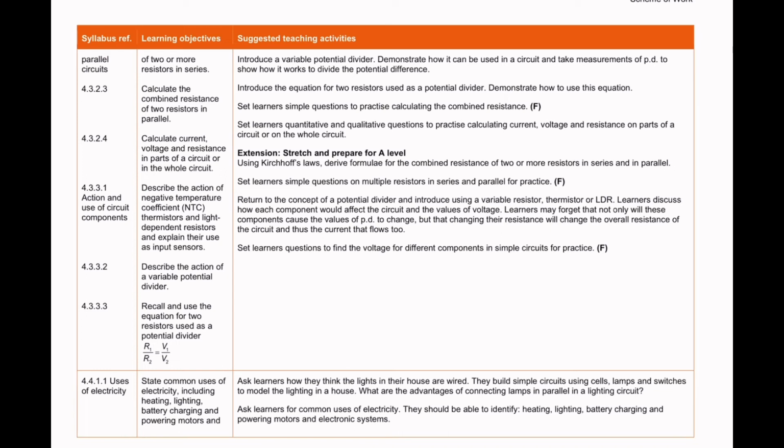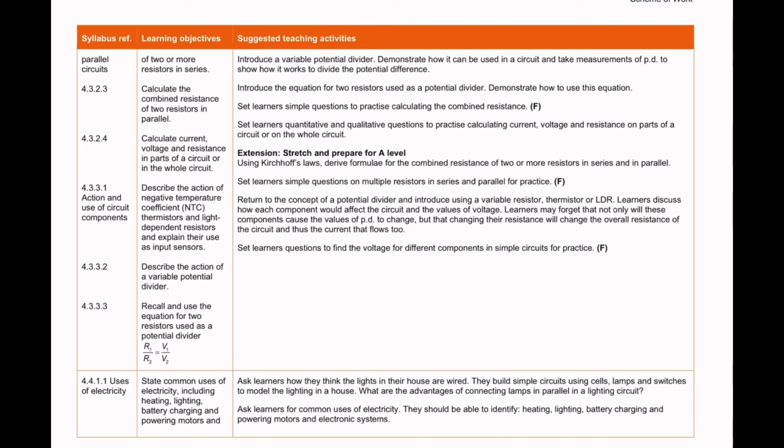Learning objectives. Describe the action of negative temperature coefficient (NTC) thermistors and light-dependent resistors and explain their use as input sensors. Describe the action of a variable potential divider. Recall and use the equation for two resistors used as a potential divider: R1 upon R2 is equal to V1 upon V2.